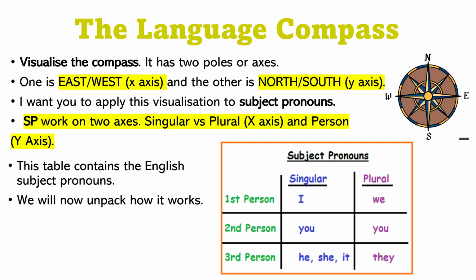So the way subject pronouns work is there's only 7, but there are thousands of different nouns. Like you could think of tree, school, road. There's a gazillion different nouns, but there's only 7 pronouns. So how do these take the place of everything? Well, the way it works is they work on 2 axes.